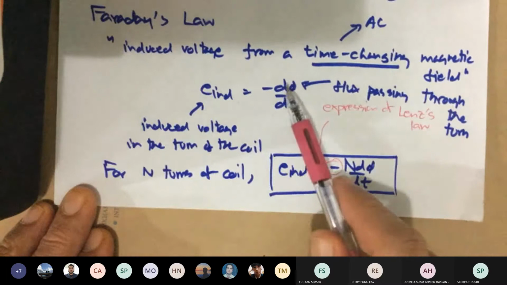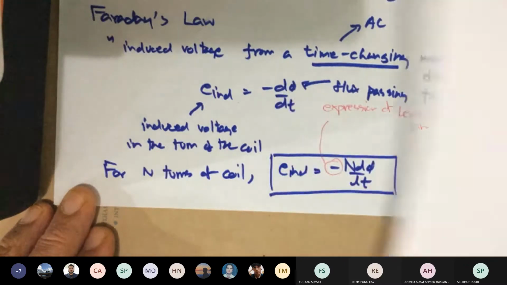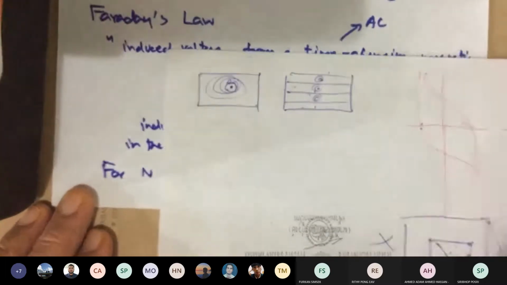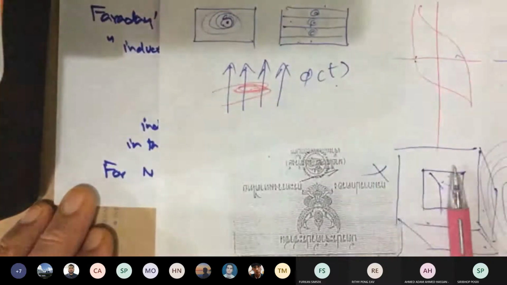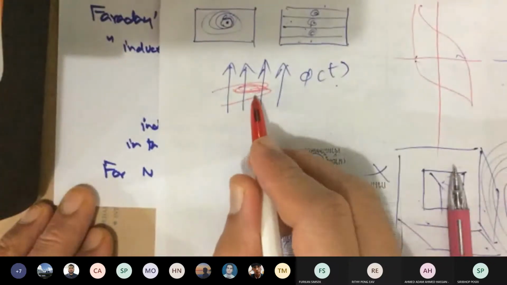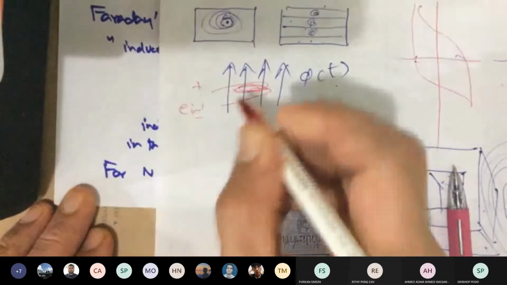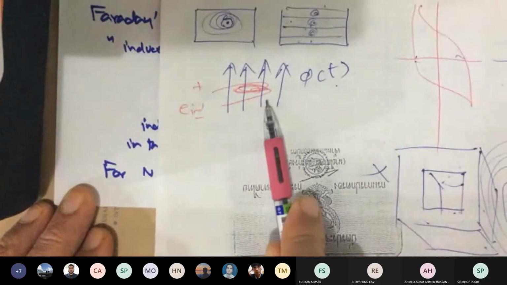If you recall, go back to the fourth principle that we discussed last week. Refresh your memory here. I have a time changing magnetic field. I have a coil inside that, not moving. This is AC. I get induced voltage in this coil. And this is Faraday's law.